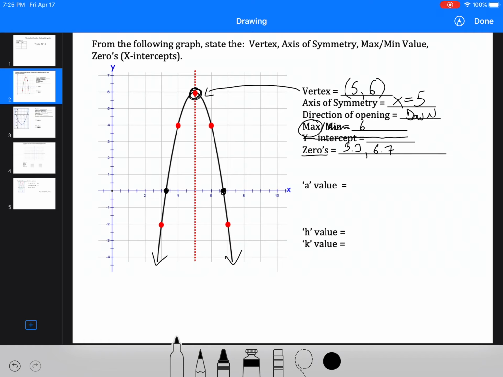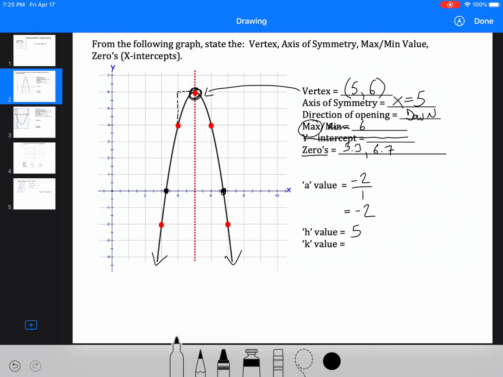Now, the A value. We didn't find the y-intercept because it wasn't on the graph. Remember, the A value is always going up or down by what it is doing divided by what it should have done. So what it is doing is going over 1, down 2. We divide that by what it should do, which is over 1, up 1. So then our A value is negative 2.